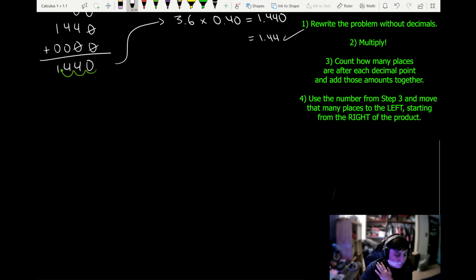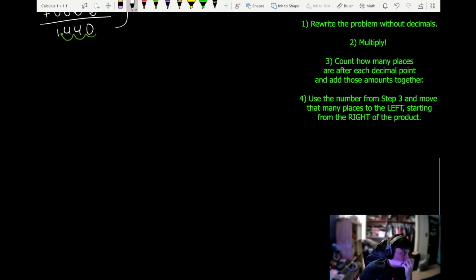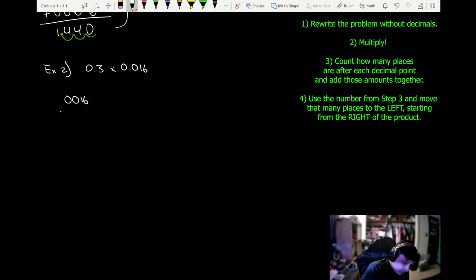Okay, and we're back. We're going to do another example really quickly. So example 2 is 0.3 times 0.016. So we rewrite them vertically, right, without the decimals. 0.016 times 0.3.